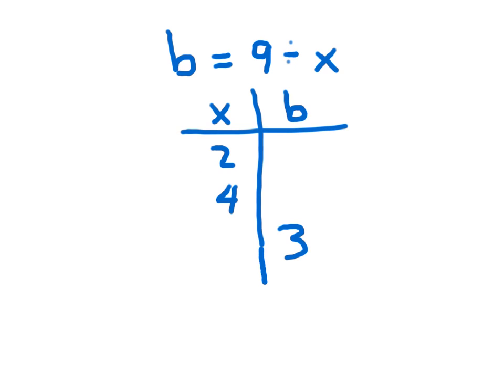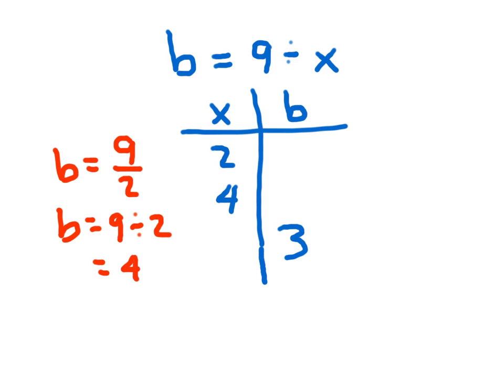Here's one more function table where the rule is b equals 9 divided by x. For that first line, we have x being 2. What's b? In that case, if we solve it, we're going to write b equals 9 divided by 2, which could be written as b equals 9/2. I could write 9/2 in my function table, but what I would like to see is that you write that as a mixed number. So 9/2 is equal to 4 and 1/2.